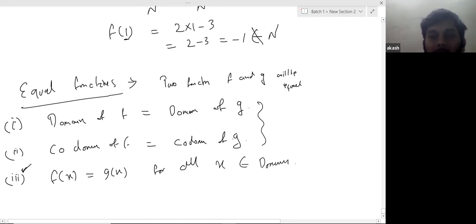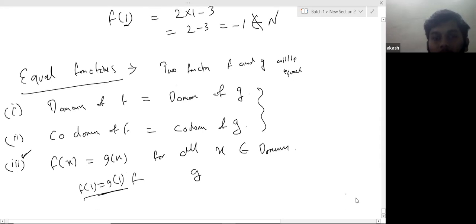All right, suppose there are two functions, f and g. If I find out f of 1, then this should be equal to g of 1. This is also necessary. Write down these three conditions. If they ever ask you whether the two functions are equal or not, you have to just check these three conditions. We have to find the domain, the codomain, and see if f of x equals g of x.